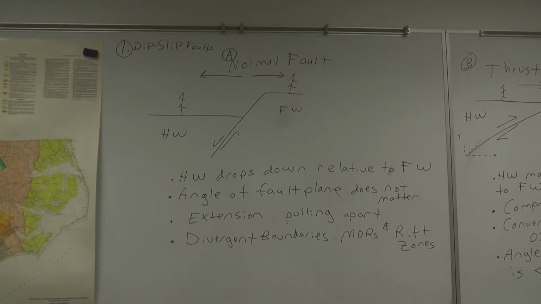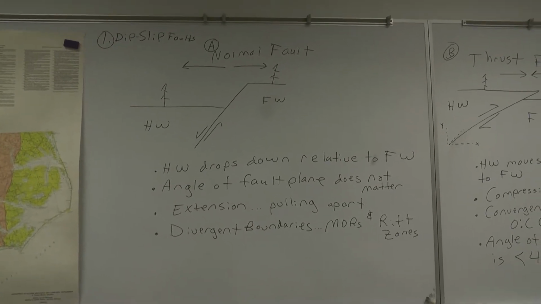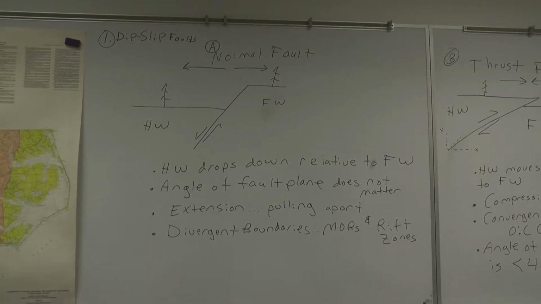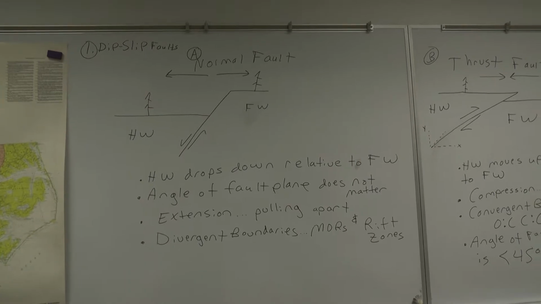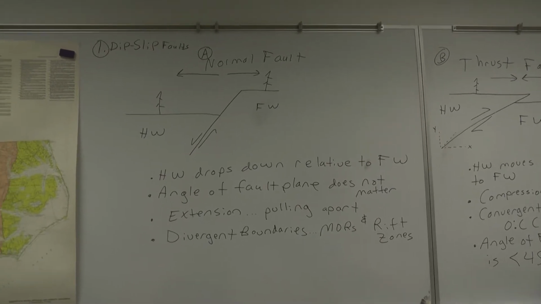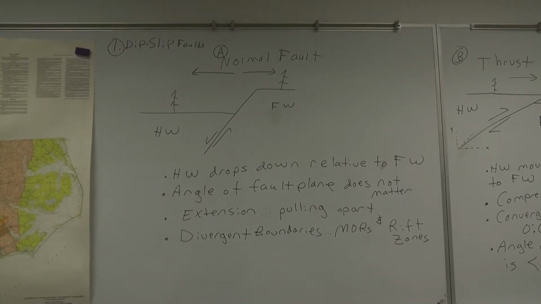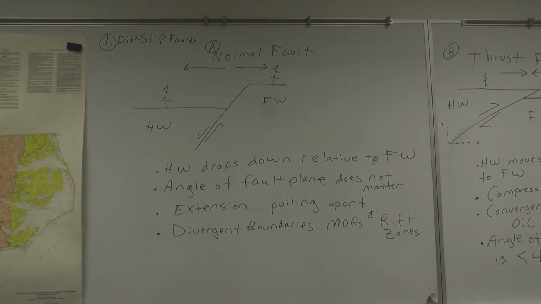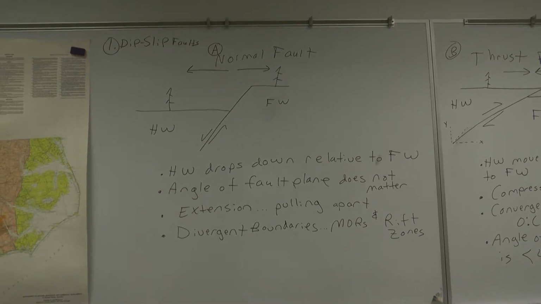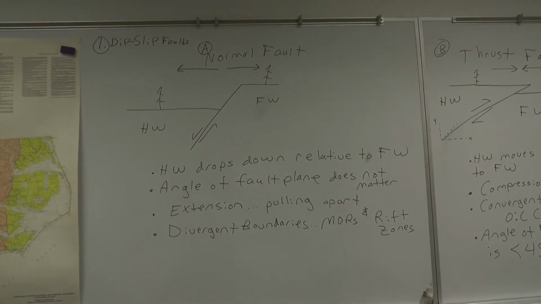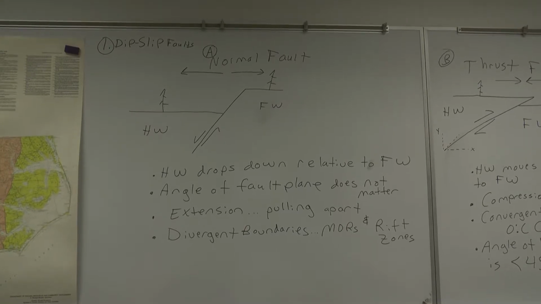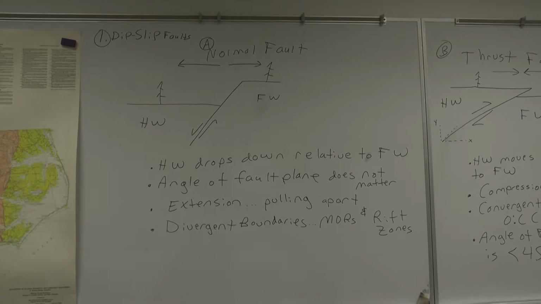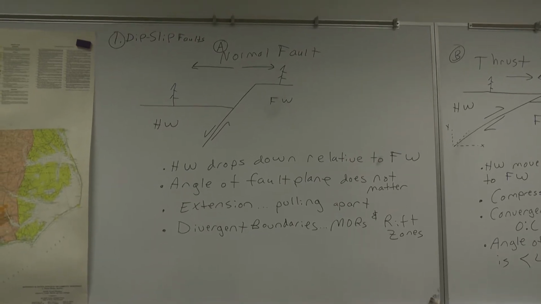So this one here, number 1A, is called a normal fault. You'll notice the arrows beneath the word normal are moving away from each other. That is to denote extension or pulling apart, stretching. So we see here hanging wall on the left, foot wall on the right. We see here that the hanging wall has dropped down relative to the foot wall. The angle of the fault plane does not matter on a normal fault. As long as that hanging wall drops down, it's a normal fault. How does this happen? It happens due to extension or pulling apart, stretching apart. That's how you get hanging wall to drop down.